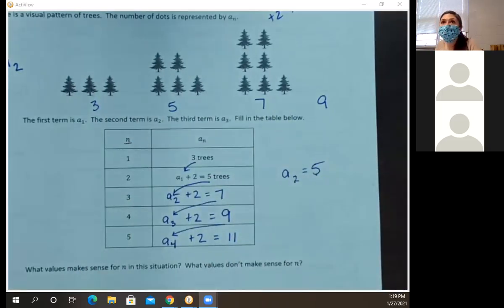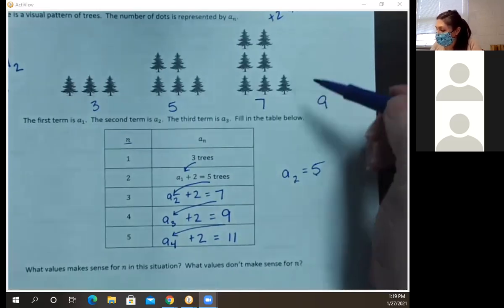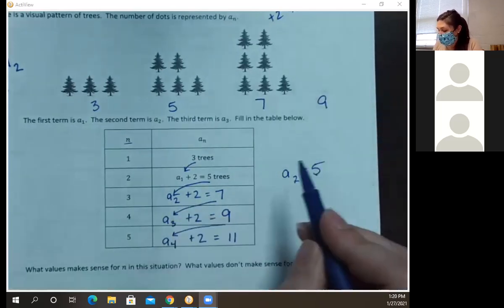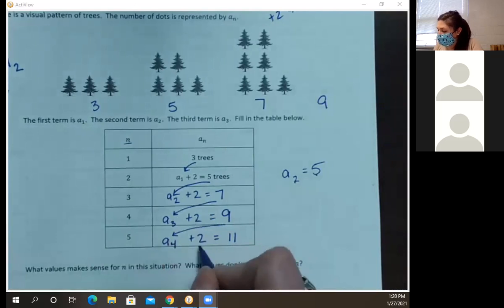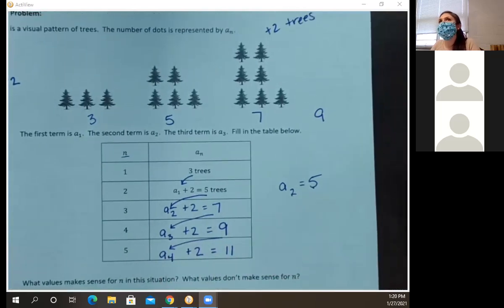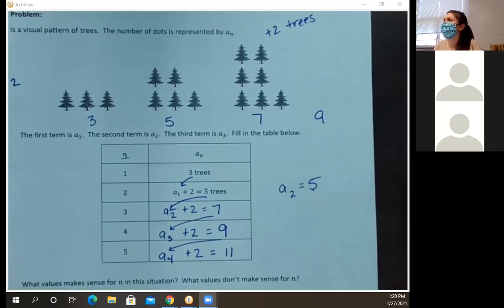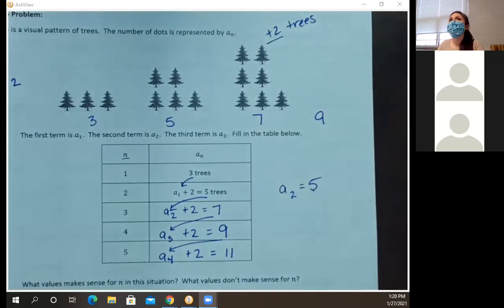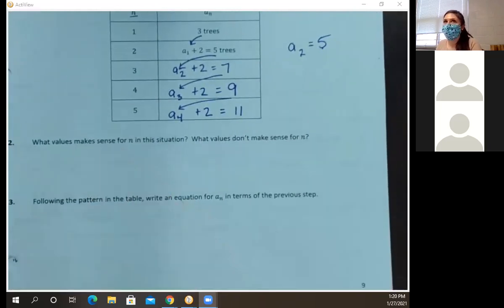So I want you to notice for my sequence here, I'm always taking the previous term and adding 2. Now, what kind of sequence would this be? Arithmetic, geometric? These are arithmetic since we're adding 2 each time. Okay. So there's a way that we could represent this without having to always refer to the specific prior term each time. We're actually going to hop down to 3 and then we'll talk about number 2.